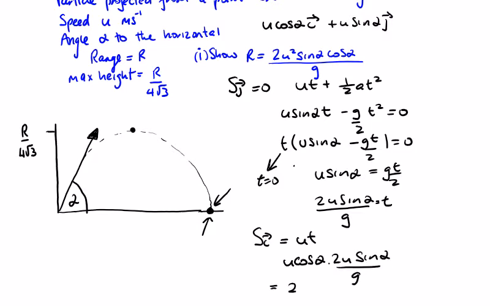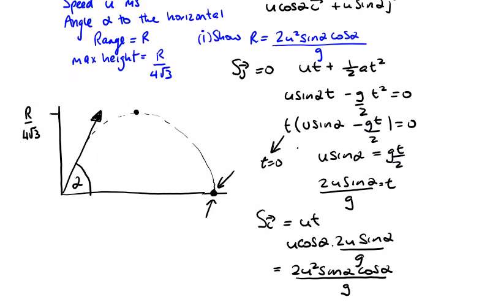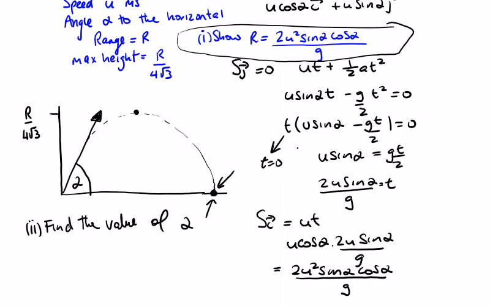And we tidy that up, that's 2u squared sine alpha cos alpha all divided by g, which you can see is what they were looking for to show the range is equal to. Part 2, we're asked to find the value of alpha. So we have information about the max height, and we know at this point it momentarily stops. So the velocity in the j direction is momentarily 0. So we also have the max height. So that will be the distance traveled in the j direction.